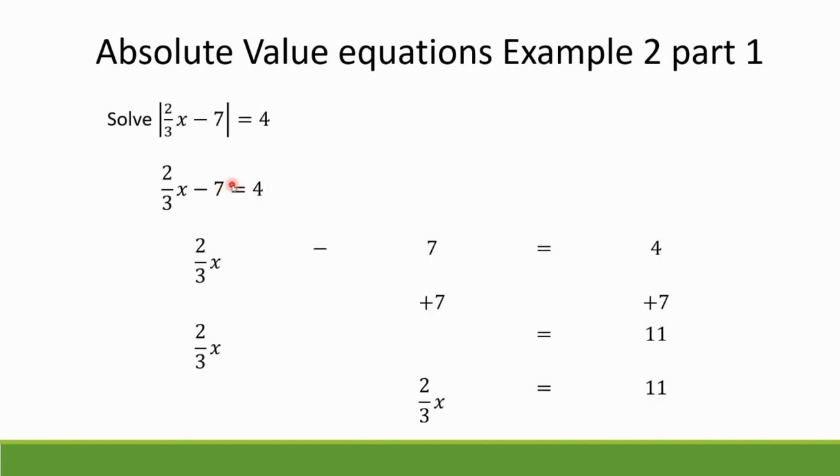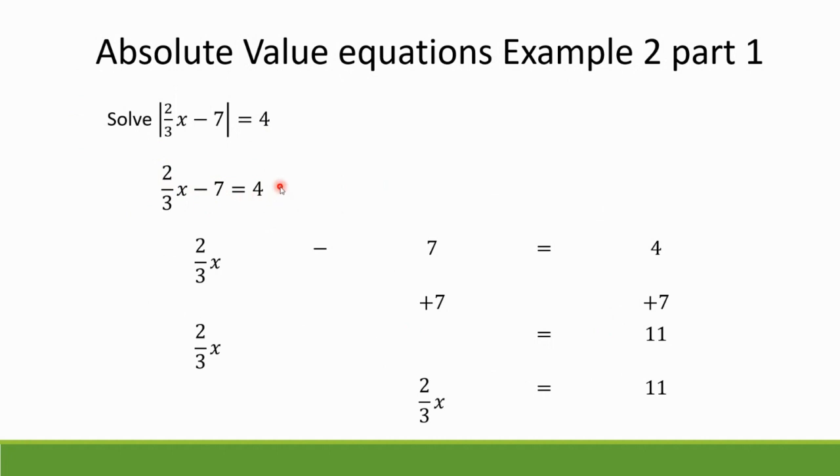Just want to make sure I didn't forget anything. So we have 2 over 3 times x minus 7 is 4. But we also want to solve 2 over 3 times x minus 7 is negative 4. That'll come on a later slide, but we have this equation to solve. Okay, so it's just like before. You isolate x.